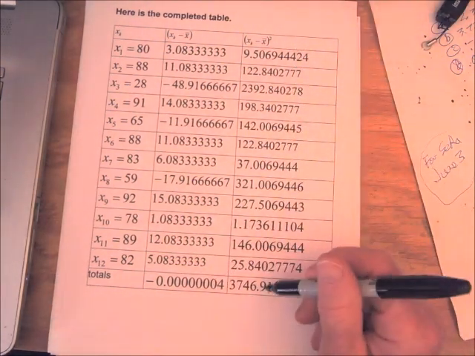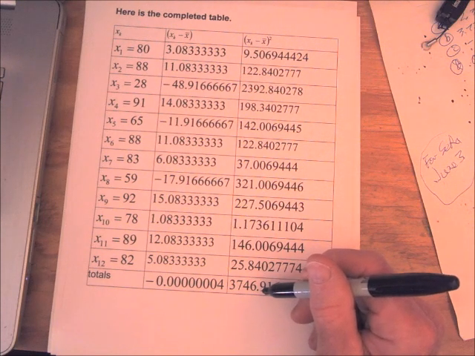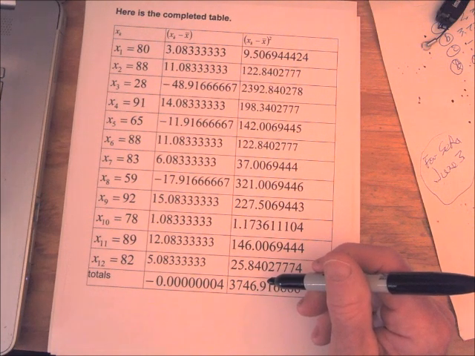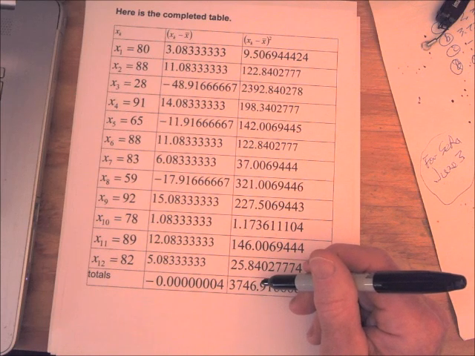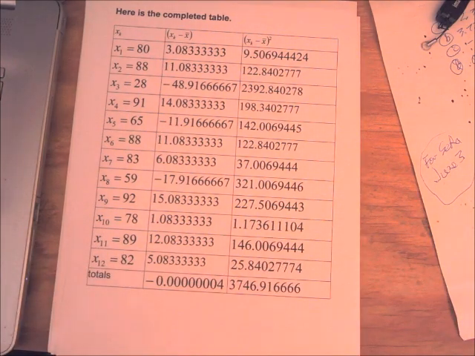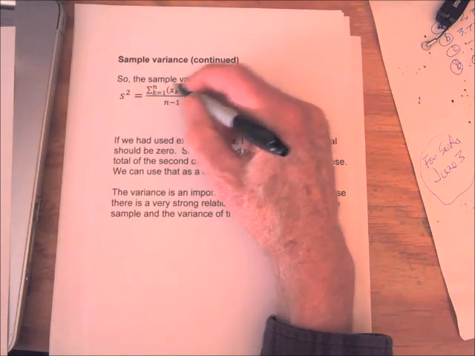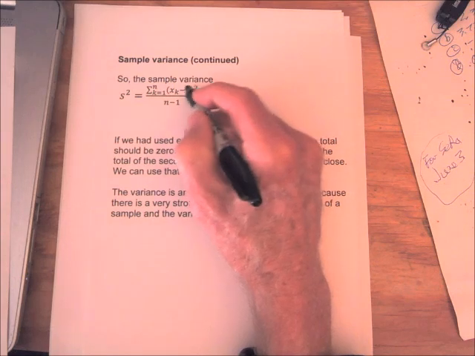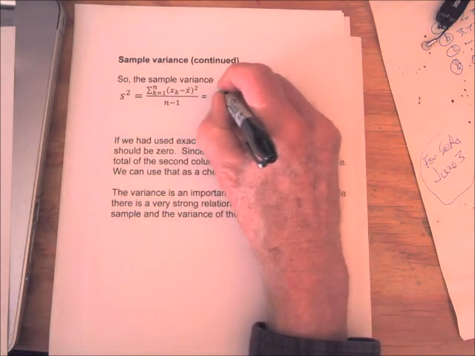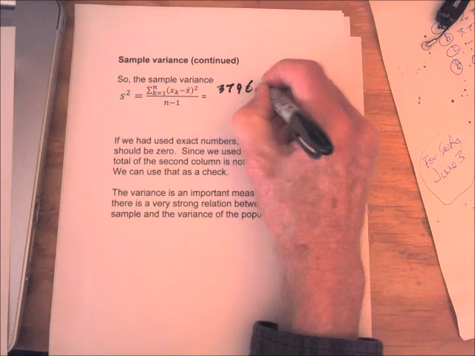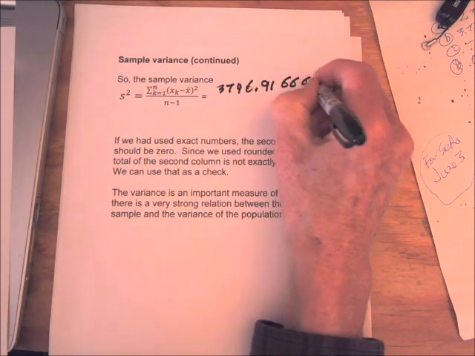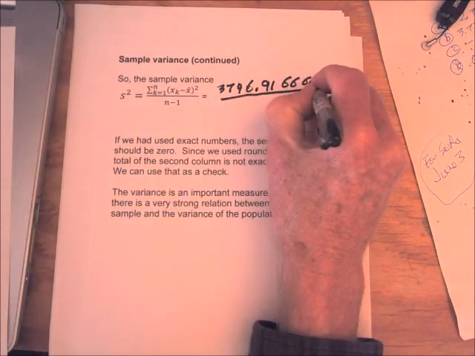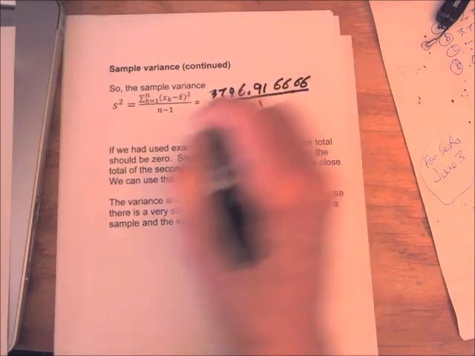And then when we square these, we get this column total, and this is what we use to compute the variance. It's the last column total, this numerator here: the sum as k goes from 1 to n of each score minus the mean, squared. The sum of the last column is 3746.91 with repeating 6's. And we have 12 scores, so 12 minus 1, which is 11.